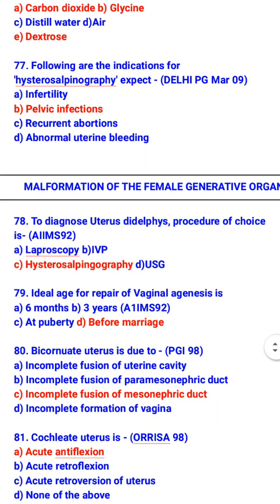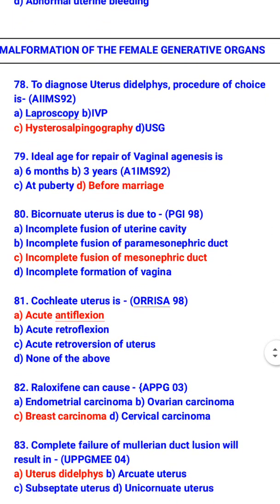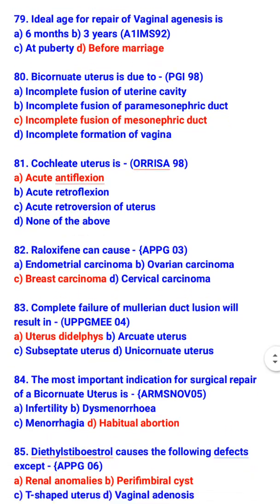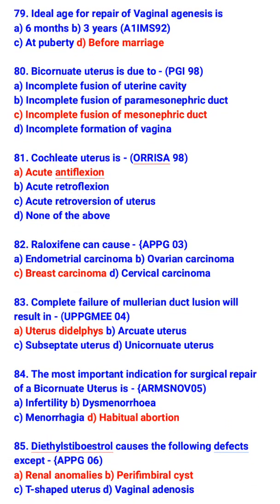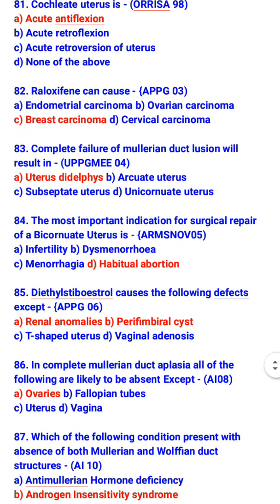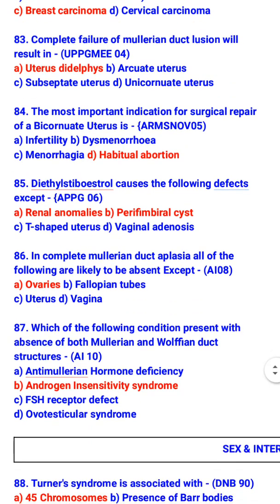To diagnose uterus didelphys, the procedure of choice is hysterosalpingography. Ideal age for repair of vaginal agenesis is before marriage. Bicornuate uterus is due to incomplete fusion of the Mullerian duct. Cochleate uterus is acute anteflexion. Raloxifene can cause breast carcinoma. Complete failure of Mullerian duct fusion will result in uterus didelphys. The most important indication for surgical repair of a bicornuate uterus is habitual abortion.